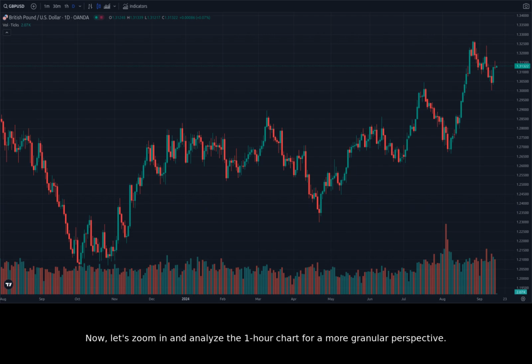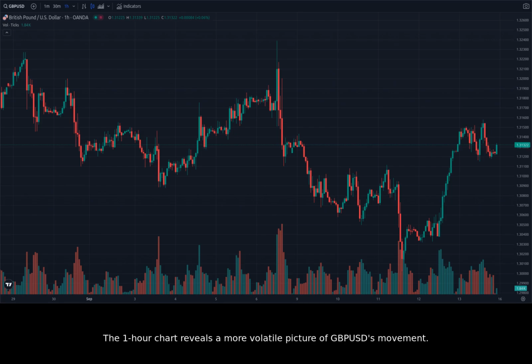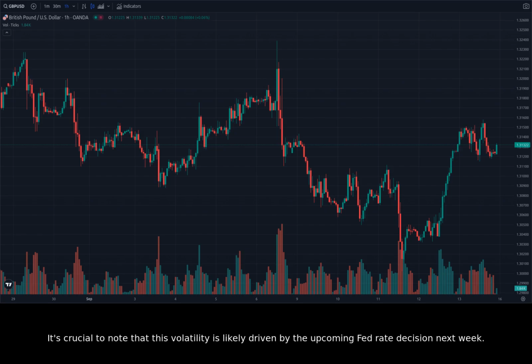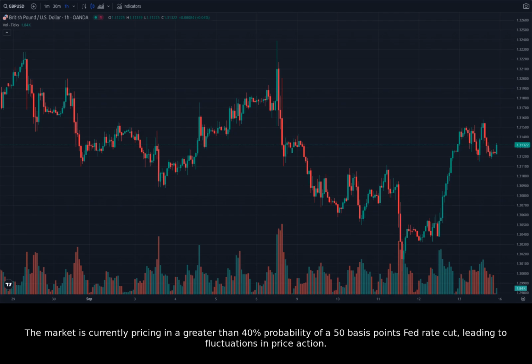Now, let's zoom in and analyze the 1-hour chart for a more granular perspective. The 1-hour chart reveals a more volatile picture of GBPUSD's movement. We can see a series of bullish candles, indicating a strong buying pressure, but also observe some bearish candles, showing a pullback in the price. It's crucial to note that this volatility is likely driven by the upcoming Fed rate decision next week. The market is currently pricing in a greater than 40% probability of a 50 basis points Fed rate cut, leading to fluctuations in price action.